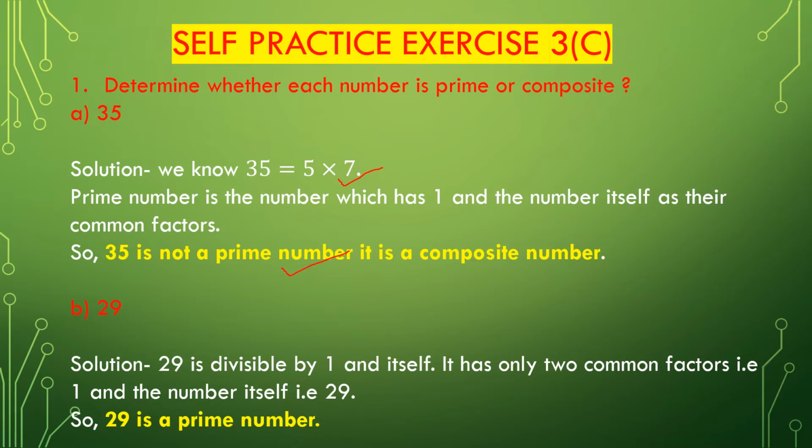Second bit B, 29. 29 is divisible by 1 and itself. 29 has the factors 1 and 29. We know 29 is 1 multiplied with 29 and 29 has no other factor. So 29 is divisible by 1 and itself, and it has only two factors 1 and the number itself, that is 29. So 29 is a prime number.